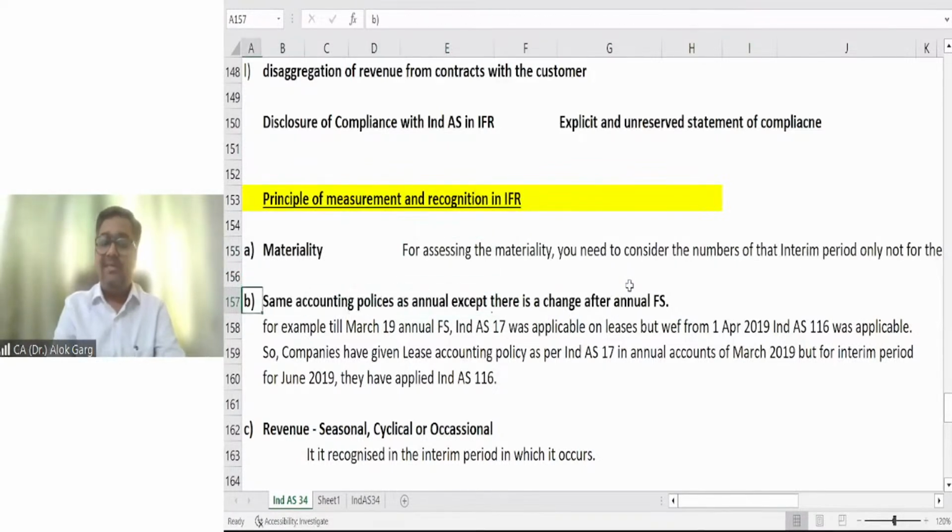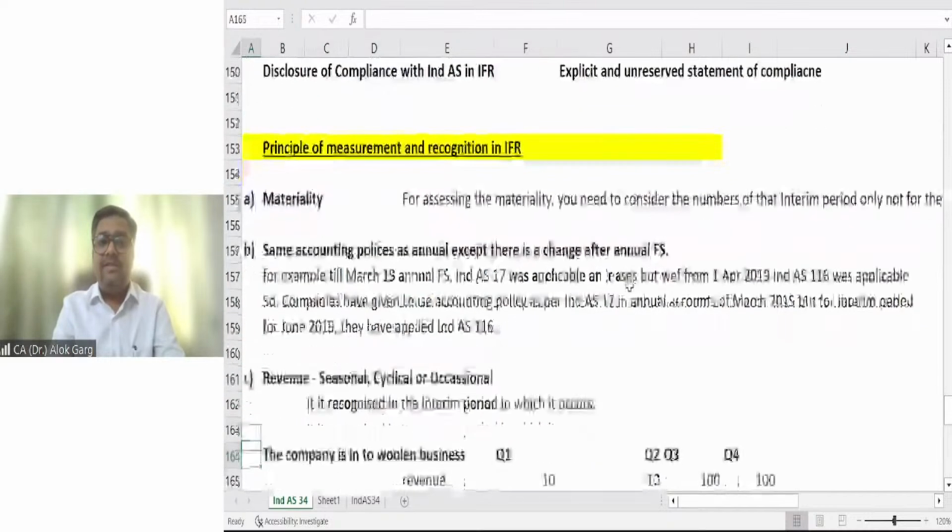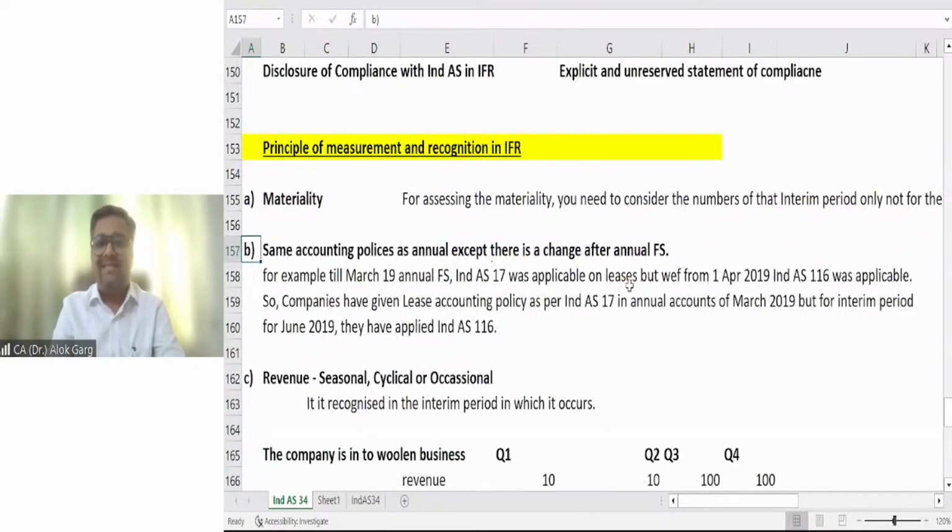Clear? Second aspect, same accounting policies as annual, except where there is a change after the annual financial statement. The standard says that you have to follow the same accounting policy for recognition and measurement, whatever you have followed in your last annual financial statement, except if there is a change after closure of the annual financial statement, where you are required to make the change.